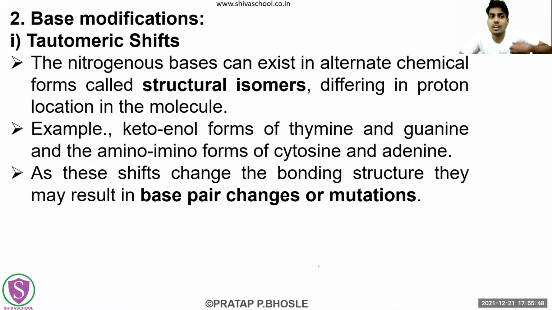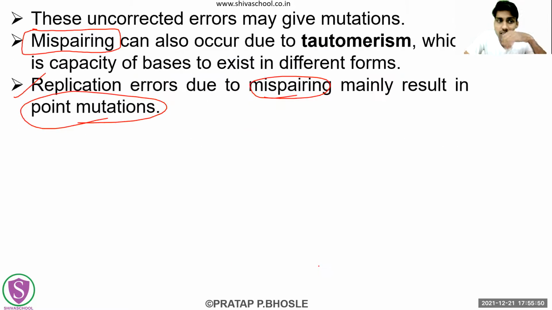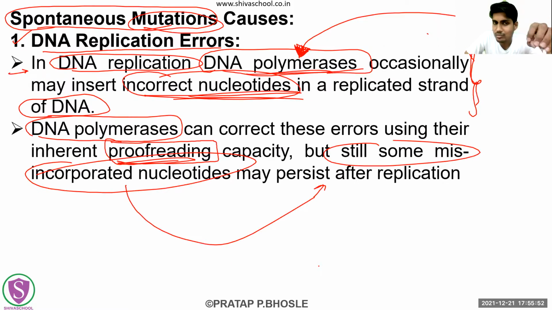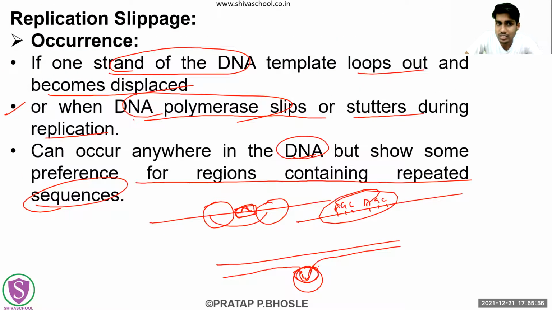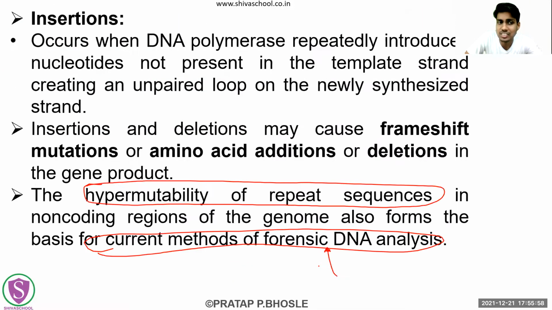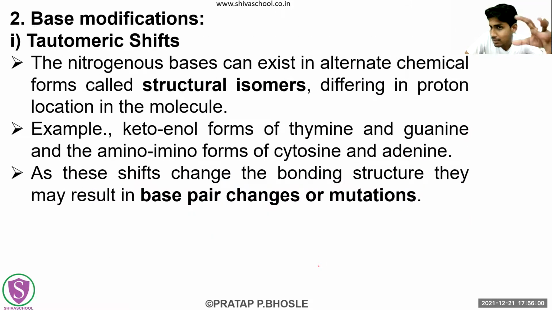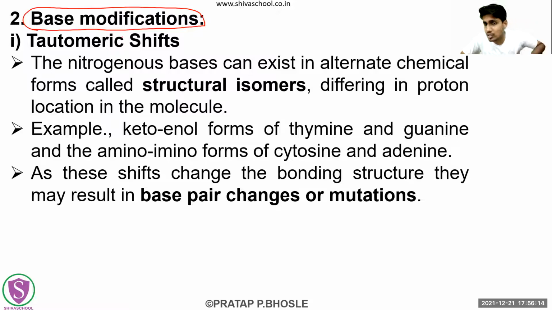Now these were the replication errors. Whatever errors we have just seen, that is tautomerism, replication slippage, deletion, insertion, all of them were occurring during DNA replication. So that's why they were DNA replication errors. Now we are going to see base modification, that is, the spontaneous mutations which are because of base modification.